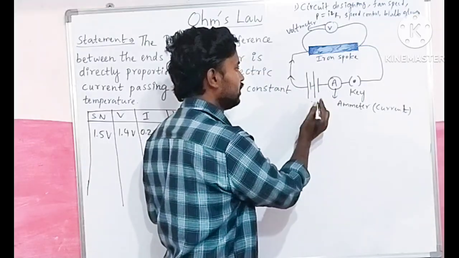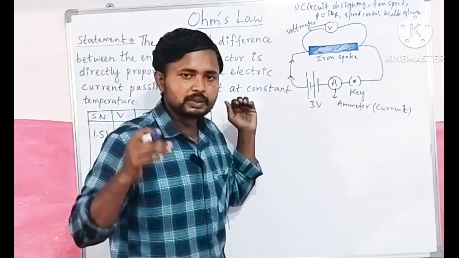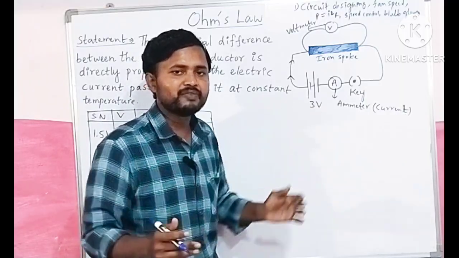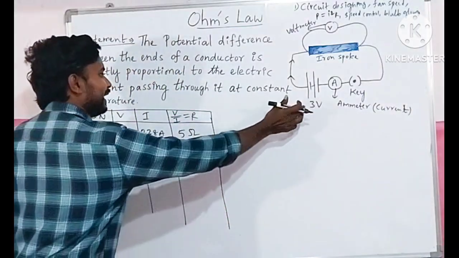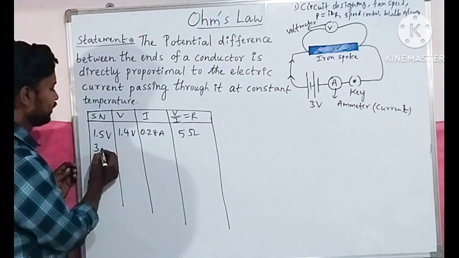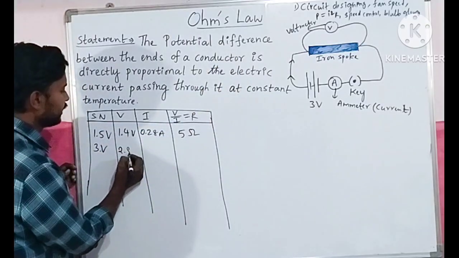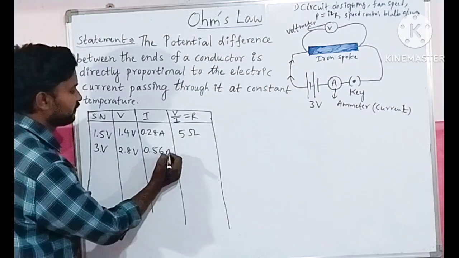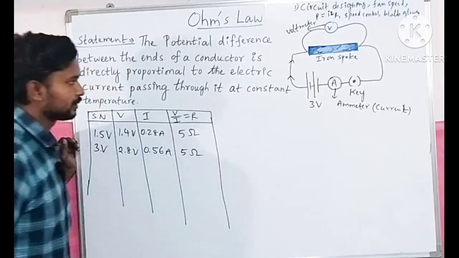Next, as we continue increasing the voltage, I applied a potential difference of 3 volt. I took 2 dry cells, so the potential difference is 1.5 volt plus 1.5 volt, equal to 3 volt. The voltmeter reading shows approximately 2.8, and the current is 0.56 amperes. The V by I ratio in this case is also constant.